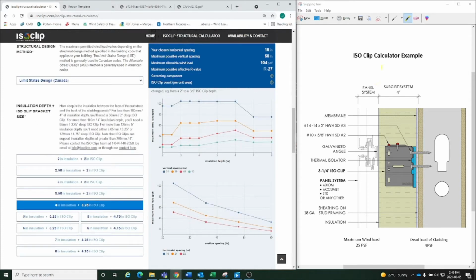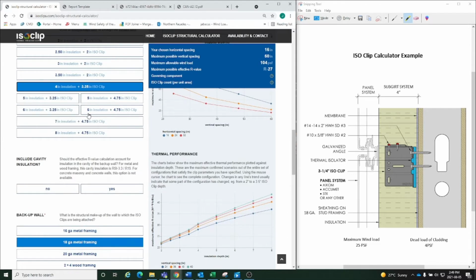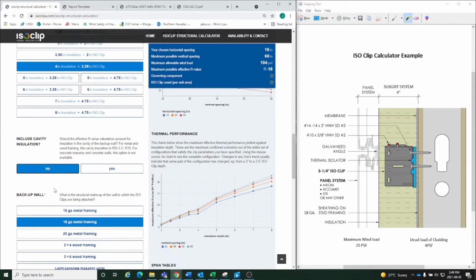If we're looking at this IsoClip calculator example, the subgrid system depth is 4 inches, which is the depth from the base of the sheathing to the face of the angle attached to the IsoClip. And so I'm going to put 4 inches in the calculator over here. In the example, there is no insulation within the cavity, so I'm going to click no over there.